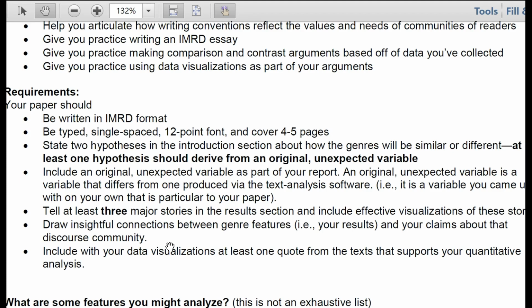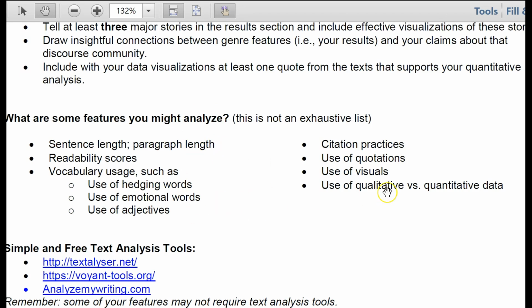What conclusions can we draw about those different types of readers and what they expect? Here are some various examples here. If you do something like emotional words, I would expect your method section to define what you mean by emotional words. Maybe give a list of specific words that you're looking for that suggest emotion.